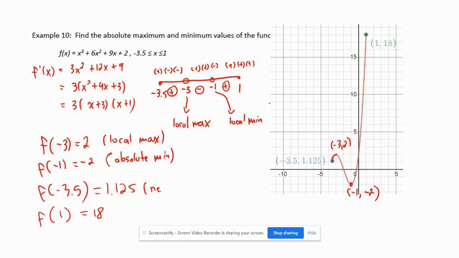1.125 is neither a max nor a min. F of 1 equals 18 is the absolute max for this function over here. All right, guys, hope that makes sense over here. Okay, so this is going to be the absolute max for this function here.